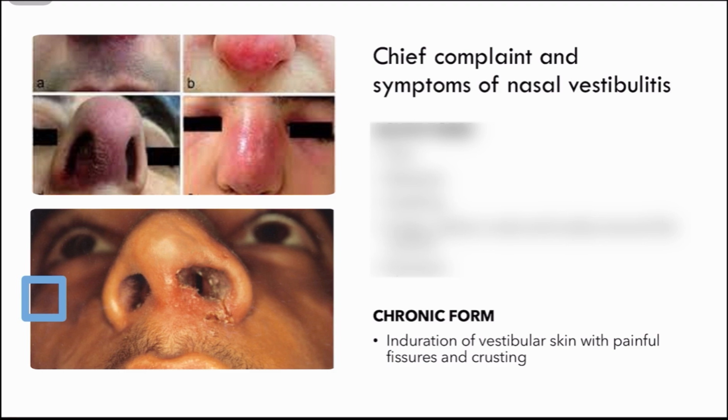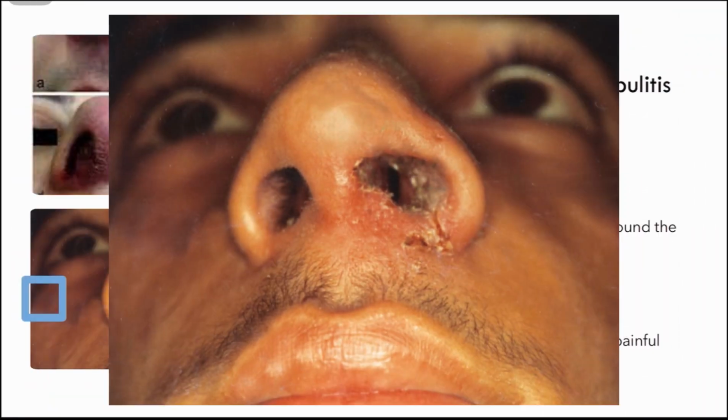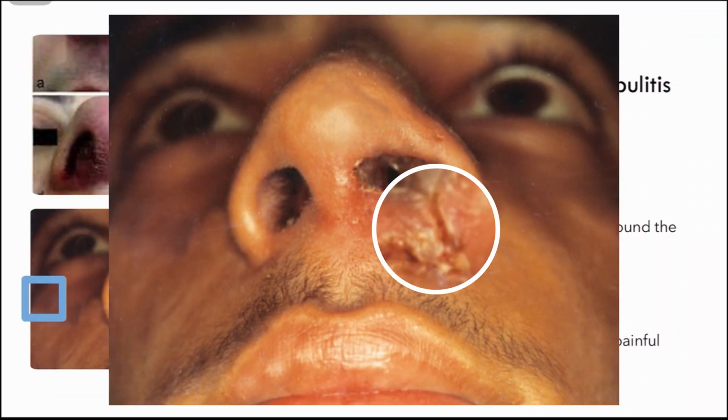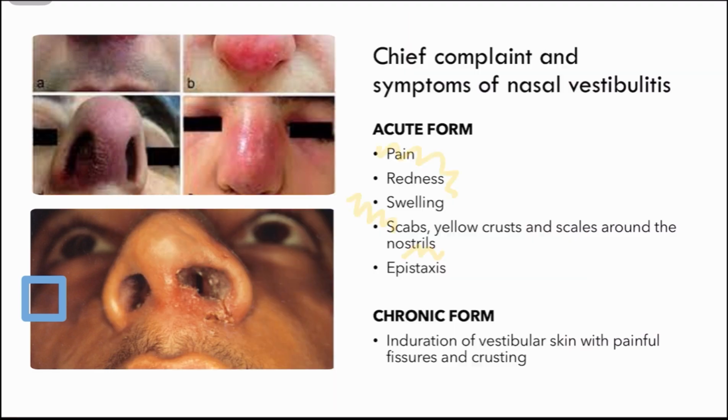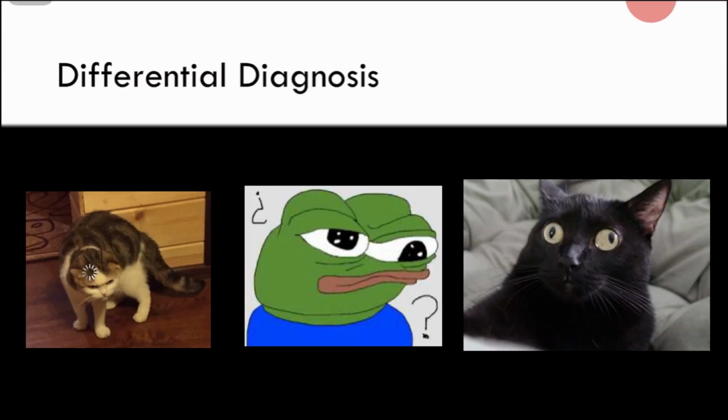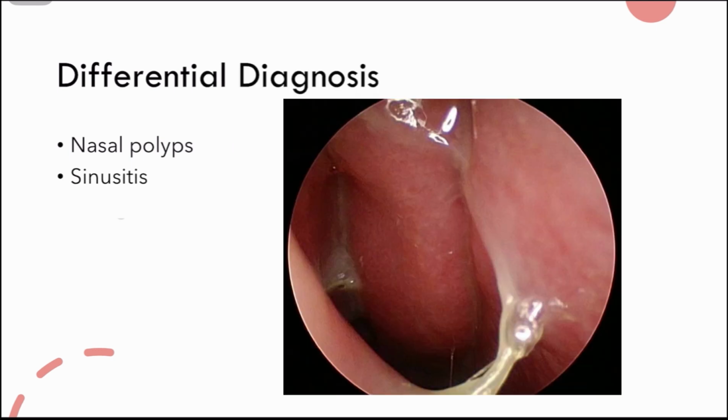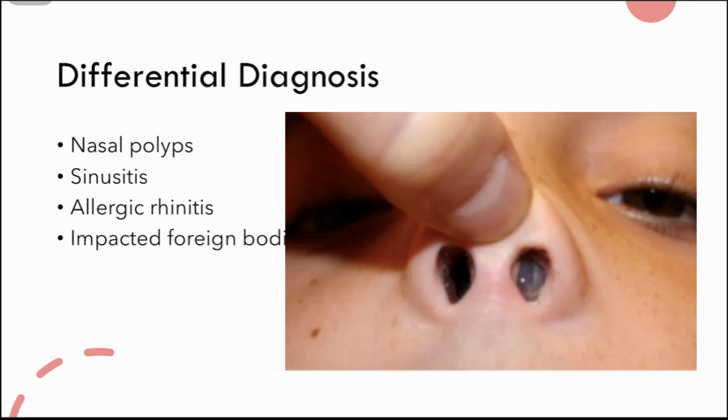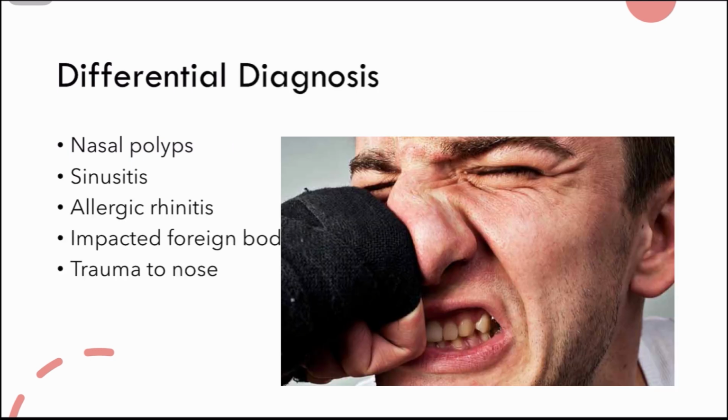In the chronic form of nasal vestibulitis, the patient may have induration of the vestibular skin with painful fissures and also crusting, which may be seen in the second lower picture on the left side. Clinical features of nasal vestibulitis could be very confusing, as it often presents with pain, redness, swelling, scabs, and epistaxis. There are a few differential diagnoses that might come across our mind when it comes to these symptoms: nasal polyps, sinusitis, allergic rhinitis, impacted foreign bodies in the nasal cavity, and also trauma to the nose.